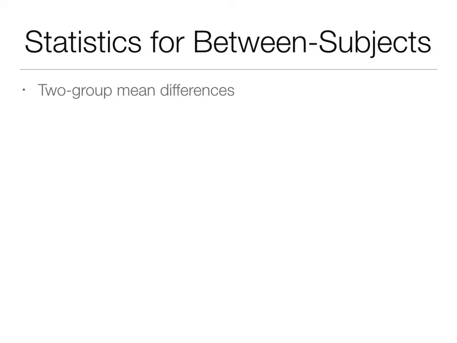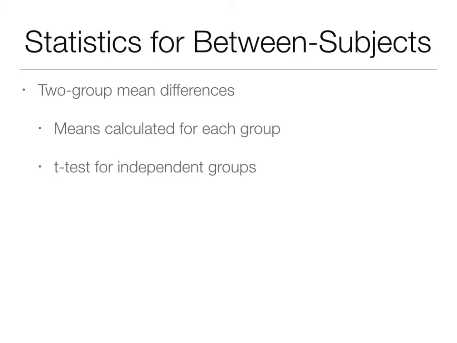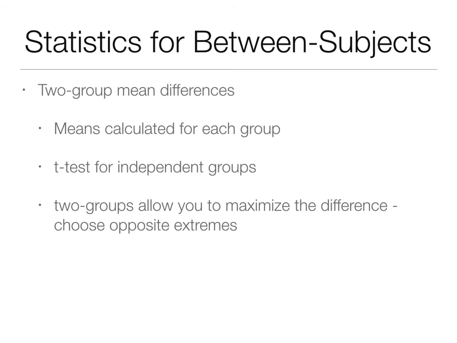Our statistics for our between subjects designs, when you have two groups, we're going to look at mean differences. We calculate the means for each group and ask, are these means different enough to say that our independent variable caused change on our dependent variable? The way we do that is the t-test for independent groups. Again, we talked about this a little with our goldfish cracker experiment. Two groups allows you to really maximize the differences, so that's why we choose a treatment group and a control group.